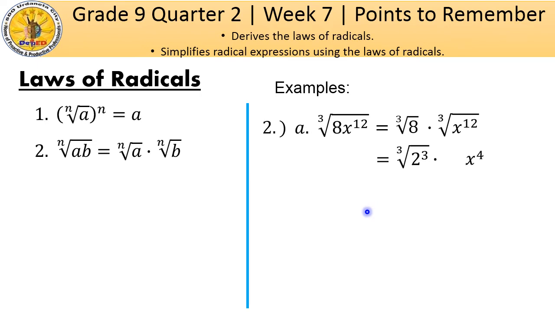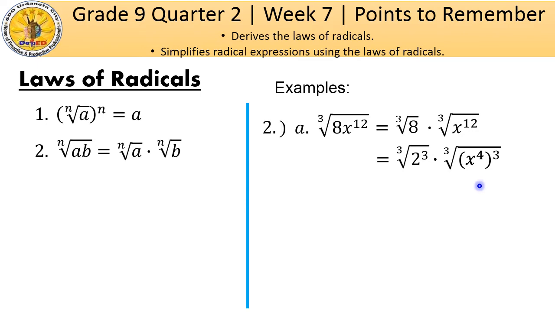Saan nanggaling ang x raised to 4? From the exponent 12 divided by the index 3 of the radical. That becomes x raised to 4. Bakit natin dinivide? Okay, I'll tell you why and I'll show you how.